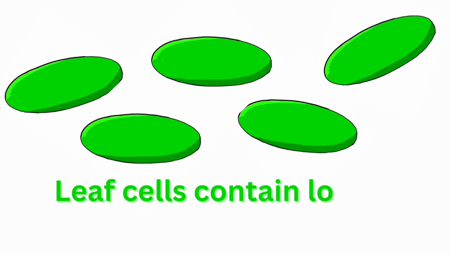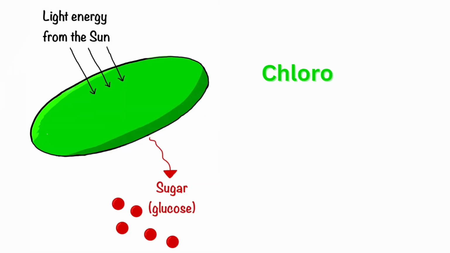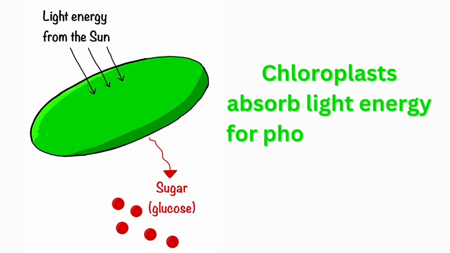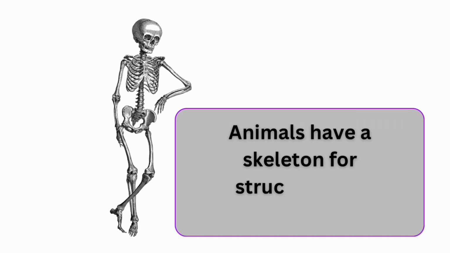Some plant cells also have chloroplasts floating in the cytoplasm. Chloroplasts have the job of absorbing light energy and using it to make a sugar called glucose through a process called photosynthesis. Animals, like humans, have got a skeleton, and this skeleton gives us structure and support.